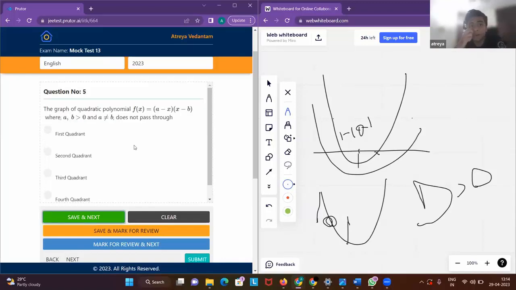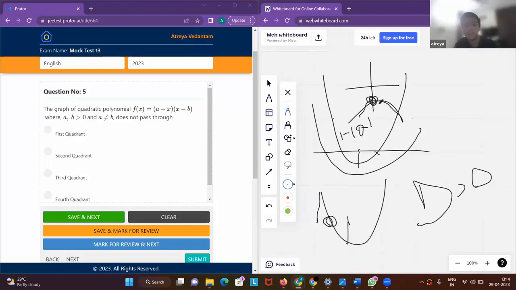Okay. Next, graph of the quadratic polynomial does not pass through what? Well, let's see. What quadrant? So first, if you put x equal to 0, we will get minus AB. Minus AB is clearly a negative number. So if you draw a graph here, if you put x equal to 0, we'll get a into minus b, which is minus ab, a negative number. So that point is going to be somewhere here. And you know that's a downward facing parabola, which means the parabola is going to go like this, at least like this. So you should cover at least the third and the fourth quadrants. Now we will see whether it covers either the first or the second quadrants.